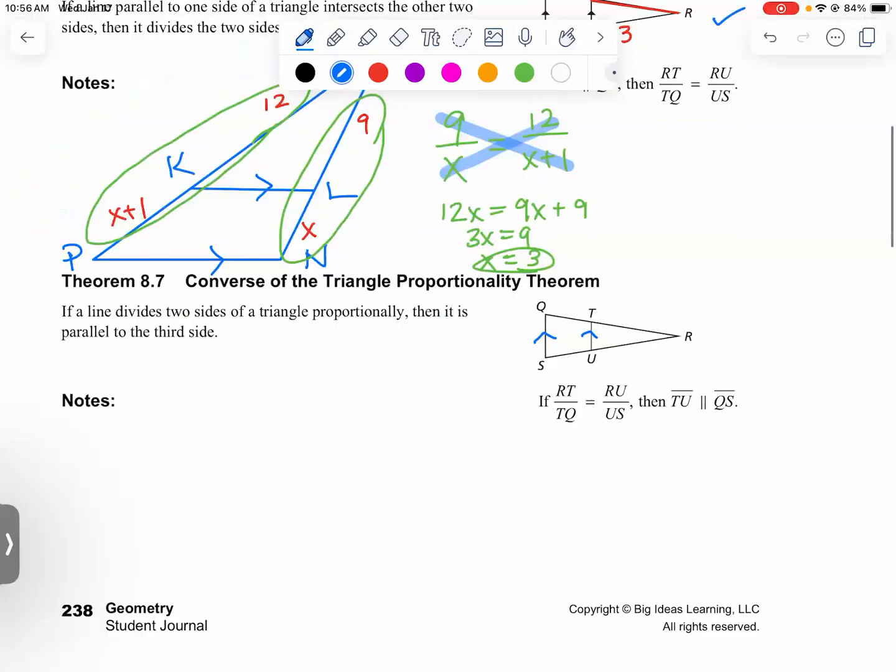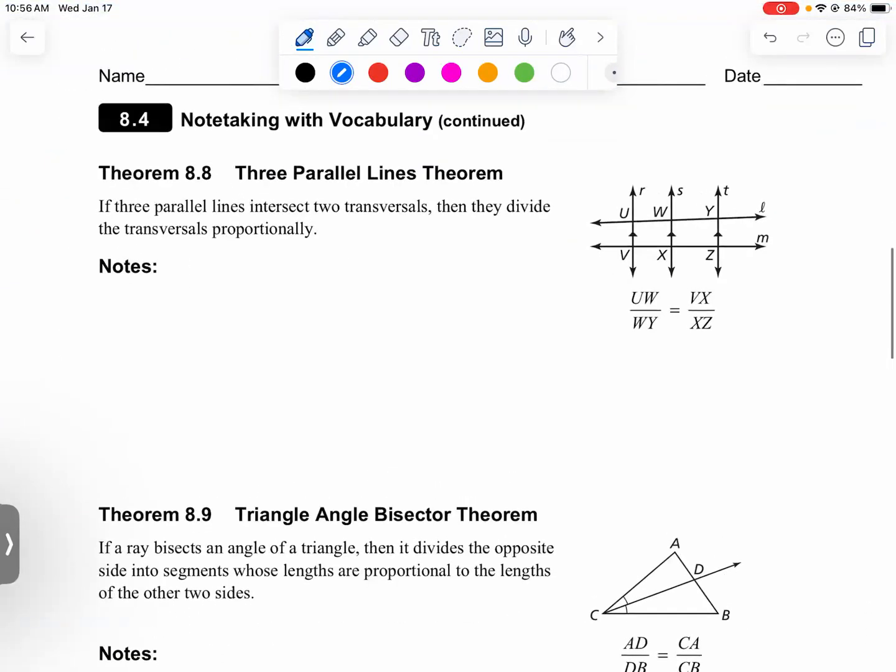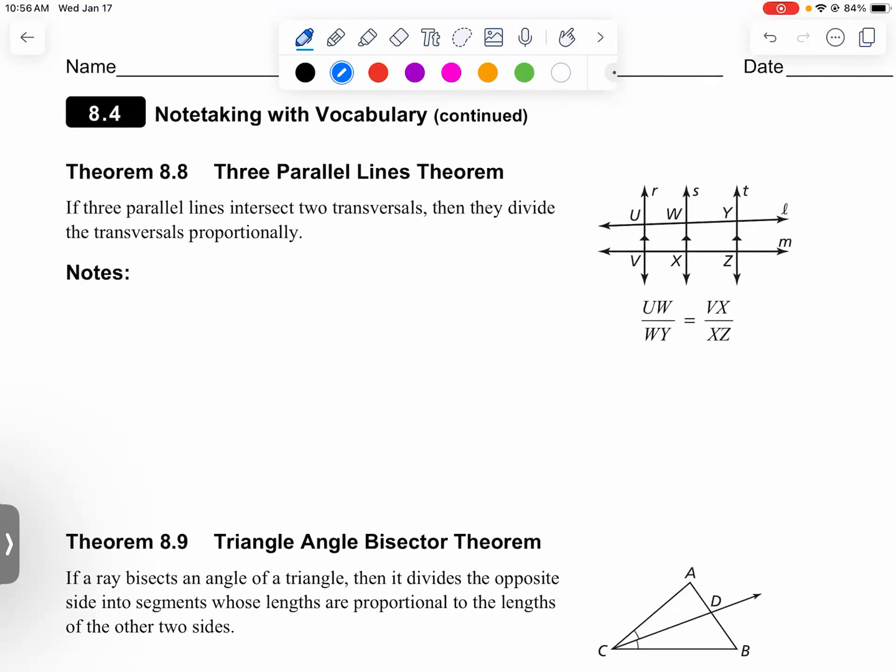Okay, let's go ahead and glance over at the next page. So here, what is going on in this picture? We have three parallel lines and two transversals.